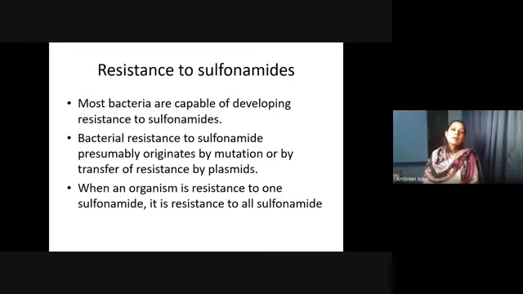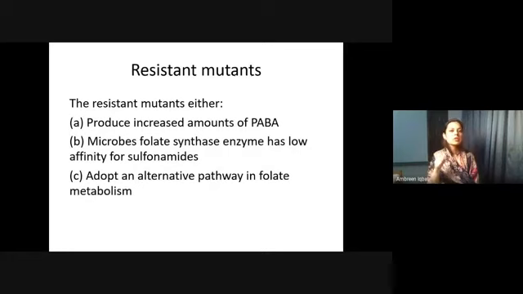But sulfonamides face resistance from most bacteria, because most bacteria are capable of developing resistance, either by mutation or by transfer of resistance by plasmid. When an organism is resistant to one sulfonamide, it shows resistance to all sulfonamides. This is called cross resistance. The resistant mutants produce an increased amount of para-aminobenzoic acid that is not controlled by the sulfonamide. The folate synthetase enzyme has low affinity for sulfonamide. They adopt an alternative pathway in folate metabolism.